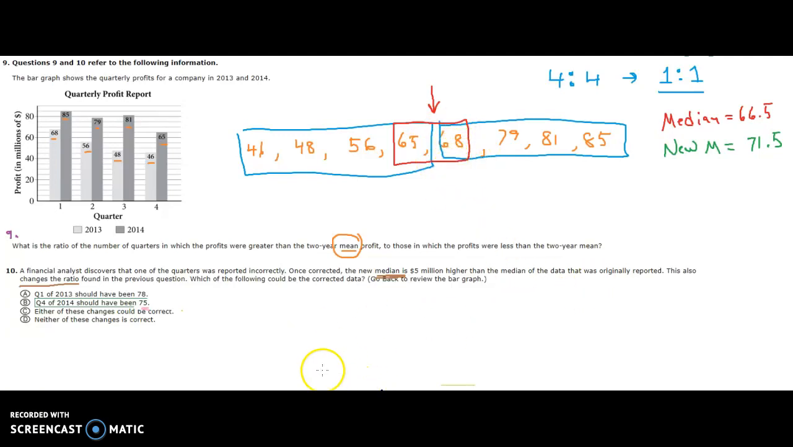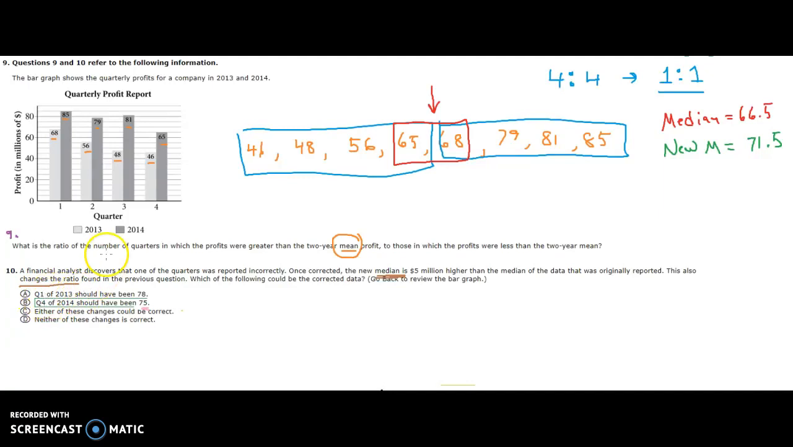Okay, we're going to come back to that in a moment. Which of the following could be the corrected data? Quarter 1 should have been 78, or quarter 4 should have been 75, or either, or neither. Let's go down the list. It looks like B is highlighted as the correct answer, but we'll check that for a minute.